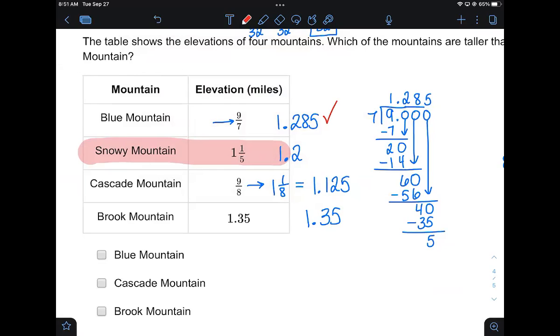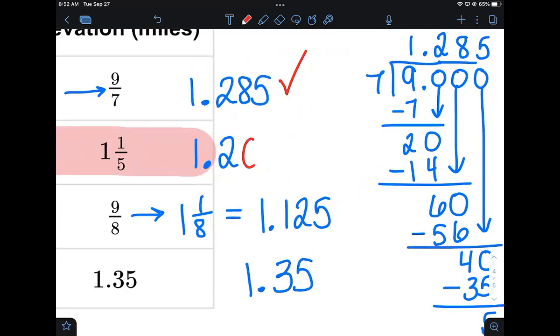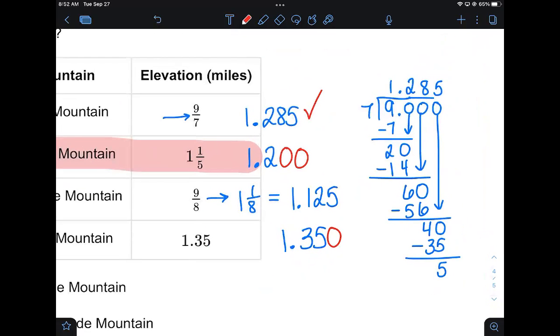What about Cascade Mountain? Is 1.125 bigger than 1.2? No, it is not. In fact, if you're having a difficult time comparing these decimals, try making them all have the same number of decimal places. That might help. Now you can see that 0.125 is definitely not bigger than 1.200.